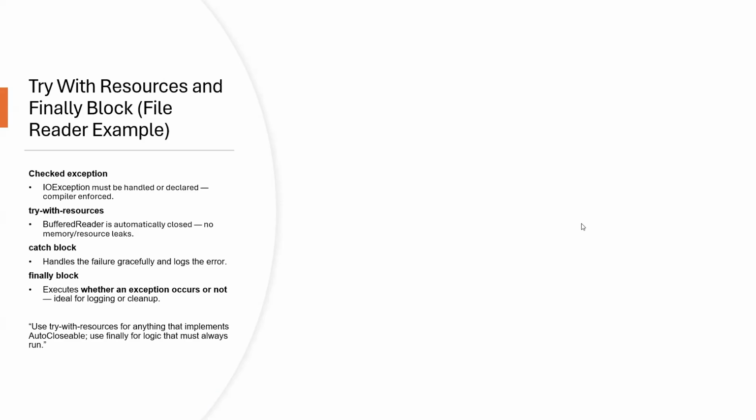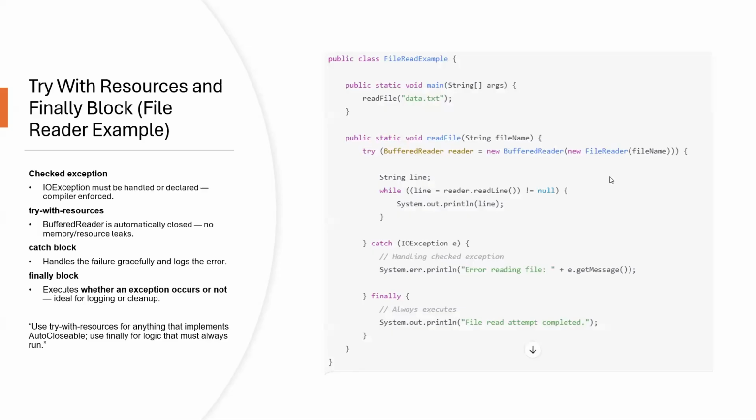Next is try with resources and the finally block. With checked exceptions, for example an IOException, it must be handled or declared, and it's compiler enforced. So here's our try block. Try with resources allows a BufferedReader to be automatically closed with no resource or memory leaks. So here we have a resource.